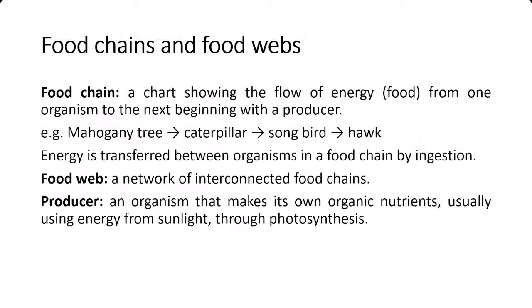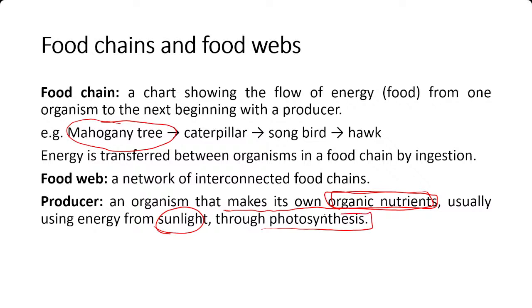Food chains and food webs. A food chain is a chart showing the flow of energy from one organism to the next, beginning with a producer. So the organism at the first trophic level will always be a producer. So who's a producer? A producer is an organism that makes its own organic nutrients, usually using energy from sunlight through photosynthesis.